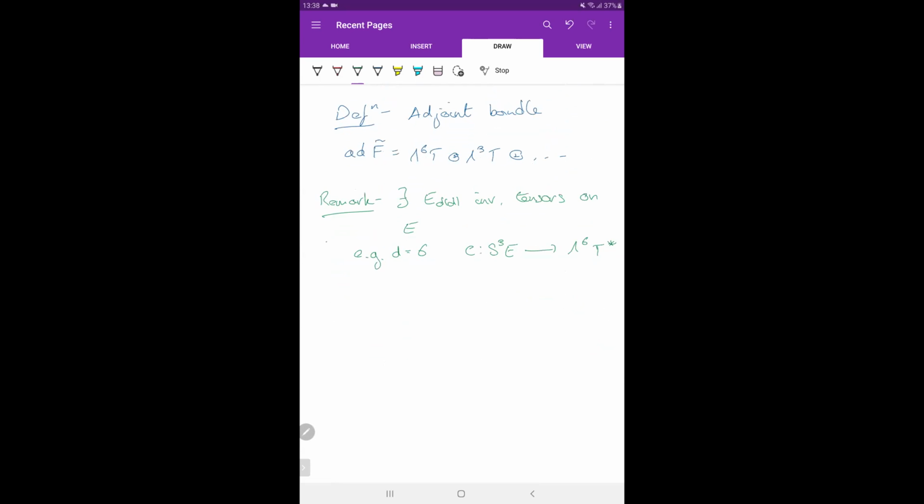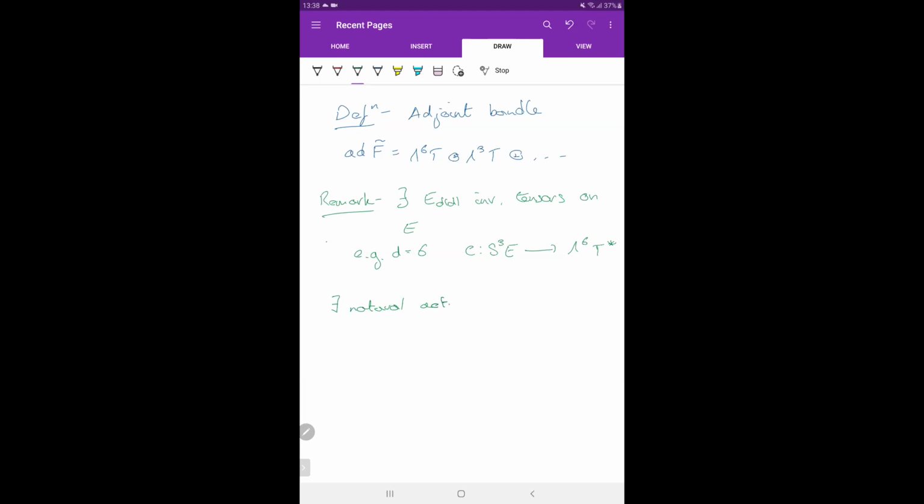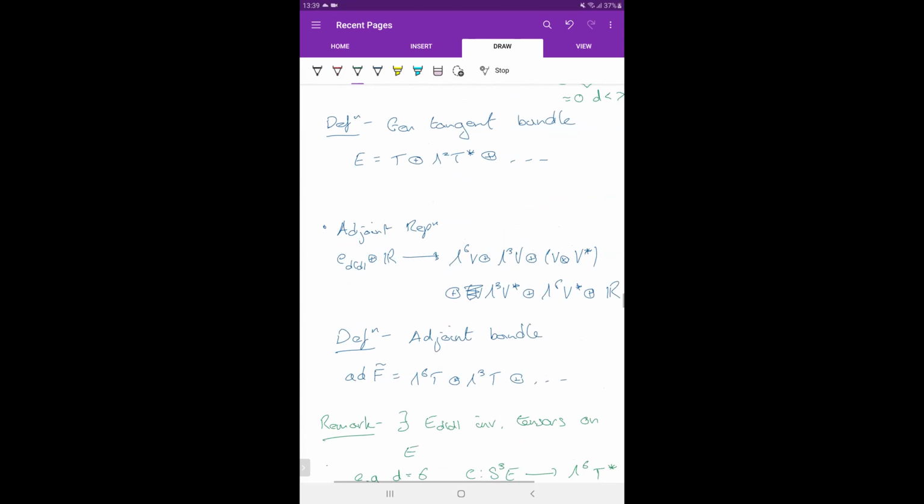And the other remark is, again, there exists a natural action of ad f on any EDD cross R plus bundle. And again, I'm not going to write down what that action is. You can find it in any of the papers that I've written above. But roughly speaking, you'll see that 3 vectors are going to move you up, and 6 vectors will move you up twice, so on and so forth.